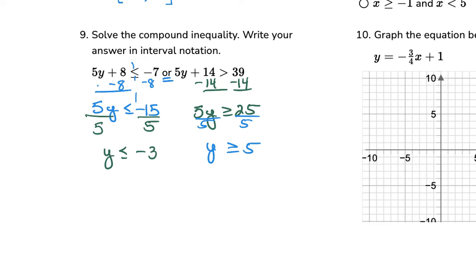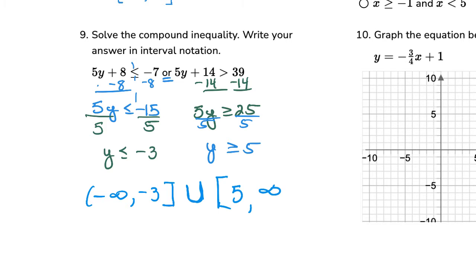Now they want interval notation for this. It looks like this. Less than or equal to negative 3 goes from negative infinity up to negative 3 inclusively. Combined with, we use a big U in there. It stands for union. And it starts up at 5 and includes the 5.